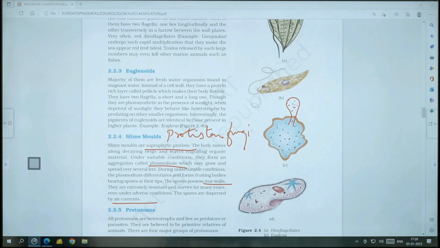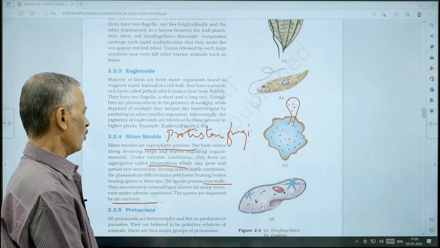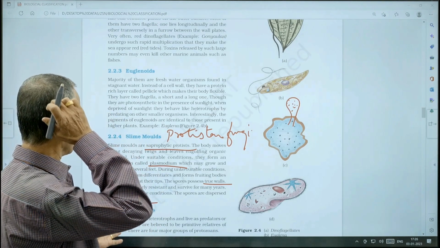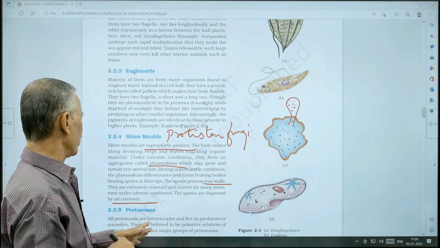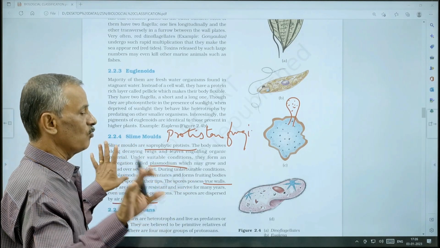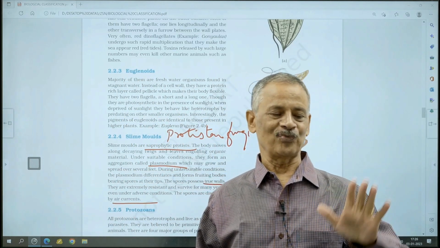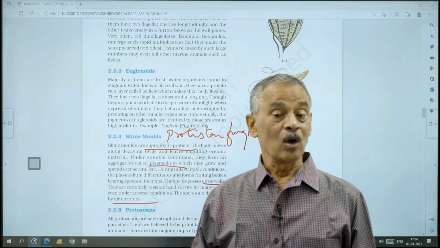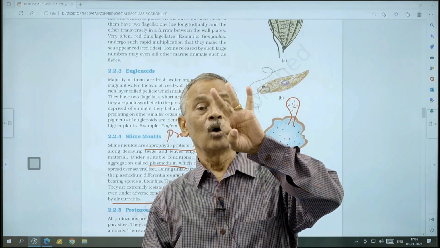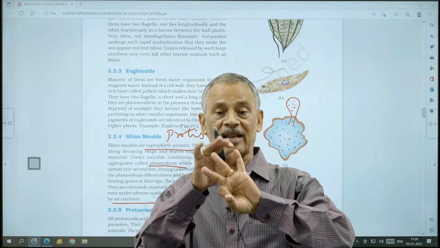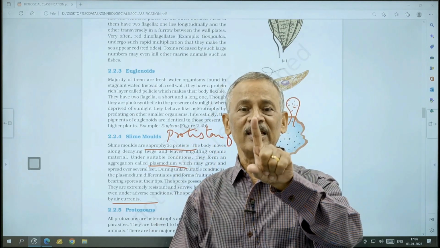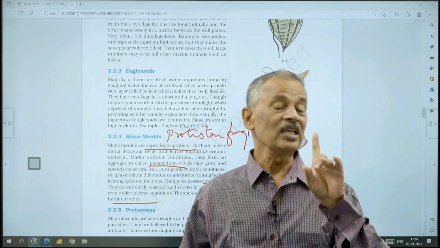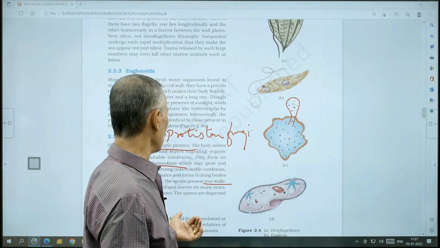And the last category are animal-like protists, which are called protozoans. We believe that it is from these protozoans that modern animals have evolved. So, primitive relatives of animals, they have no cell wall and are all heterotrophic. So, of these 5 groups, three are autotrophs. What are they? Chrysophyta, Dinoflagellata, Euglenoidea. One is saprotroph, that is the slime mold. And the last one is heterotroph.